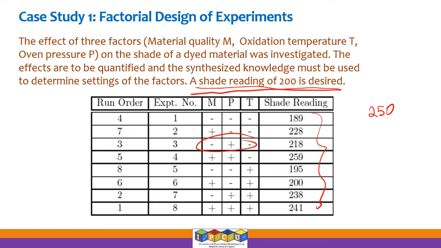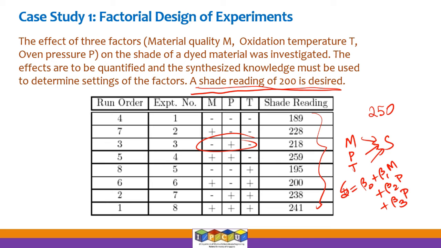Previously I said that M, P, and T affect S, right? That is what you see here. As you change M, P, and T, the shade reading changes. So these are the causal factors and this is the response. So you may have a model relating S to M, P, and T. Let's call it beta naught plus beta 1 M plus beta 2 P plus beta 3, just as an example, PT. Let's say this is a good model for the process.